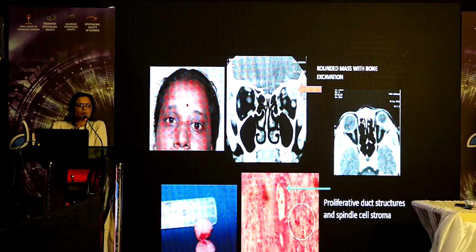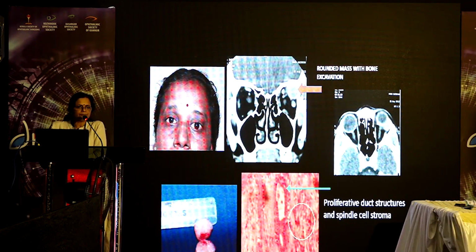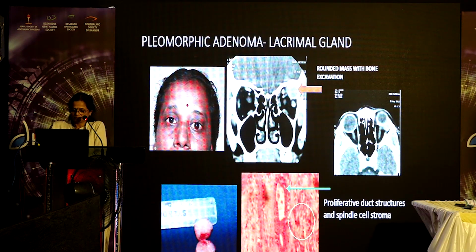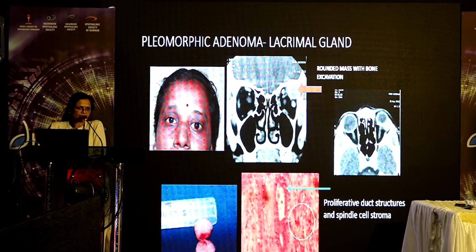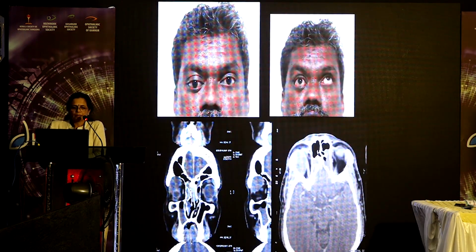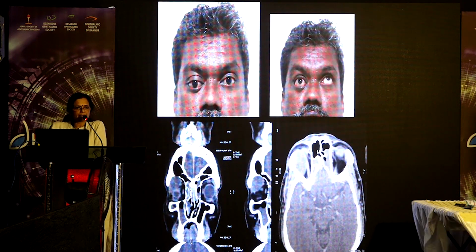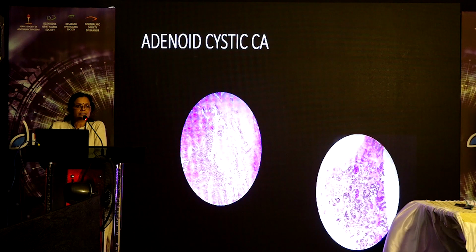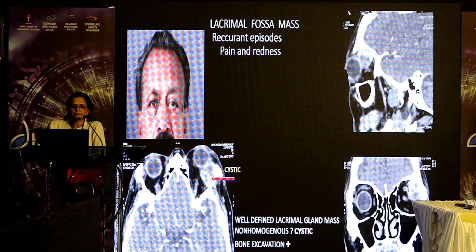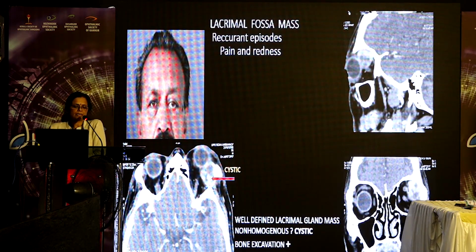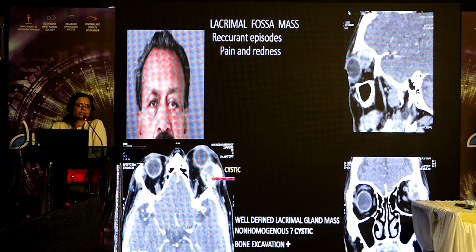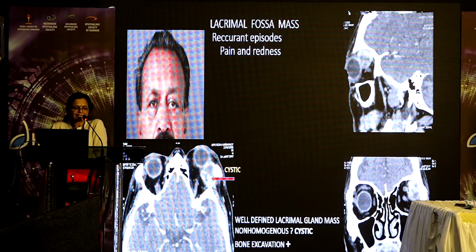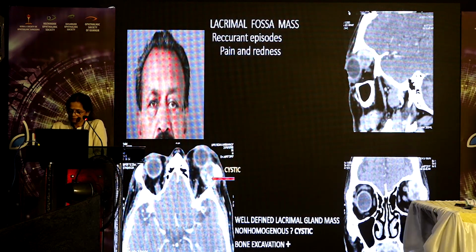A rounded mass with bone excavation in the lacrimal gland fossa. It was a pleomorphic adenoma of the lacrimal gland. It will be confined to the lacrimal gland fossa. A mass which is extending beyond the lacrimal gland fossa with bone excavation. It was an adenoid cystic carcinoma of the lacrimal gland. Again, a lacrimal gland fossa mass which we thought was a pleomorphic adenoma with recurrent episodes of pain, redness. There was a bone excavation but no bone erosion.